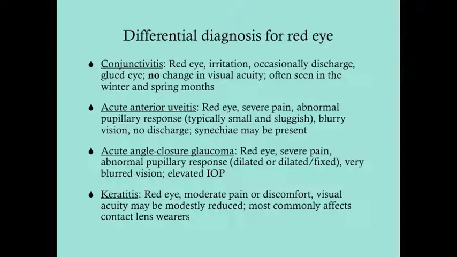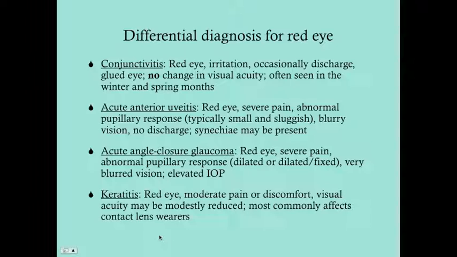And then finally, keratitis presents very similarly to conjunctivitis, except sometimes you can have a modest blurriness, a change in visual acuity. But what's going to really help you distinguish keratitis is two things. One, this tends to most commonly affect contact lens wearers. And two, the red eye is seen more prominently around the iris, around the cornea.